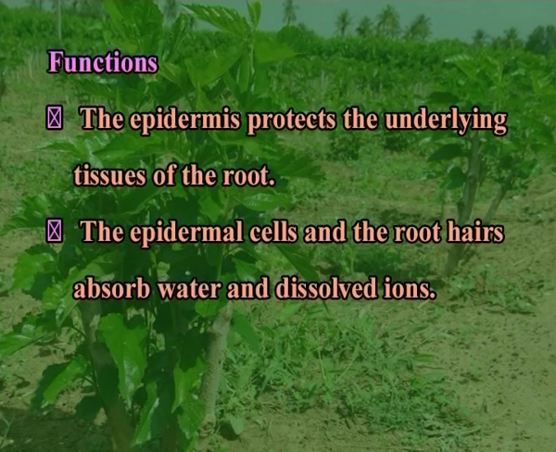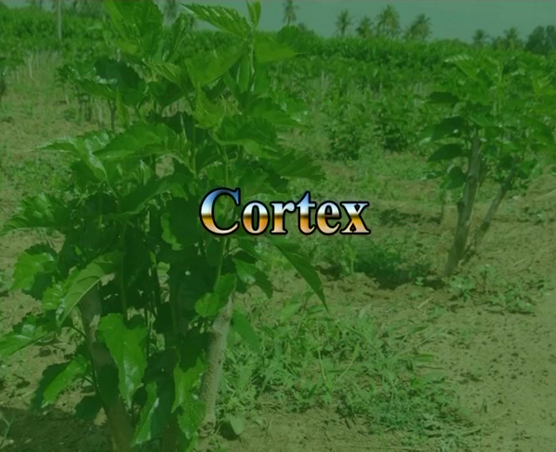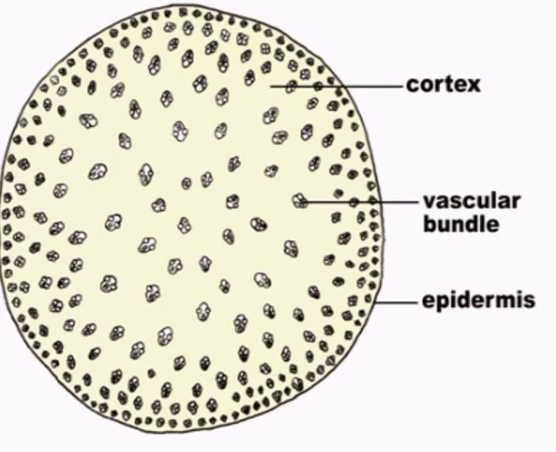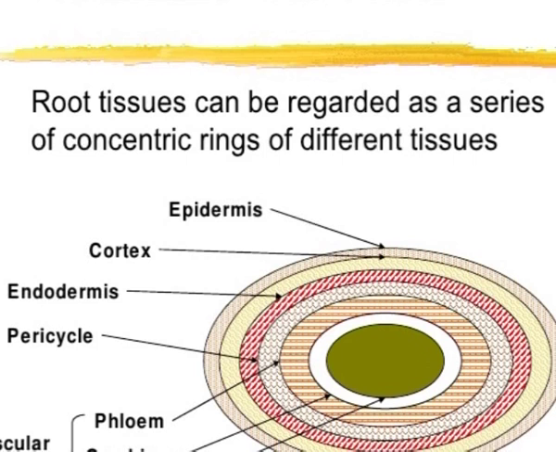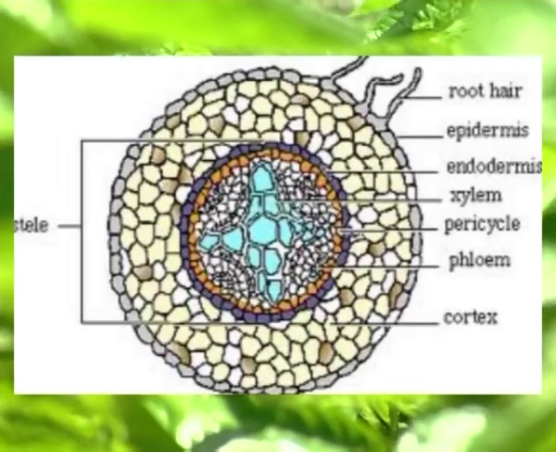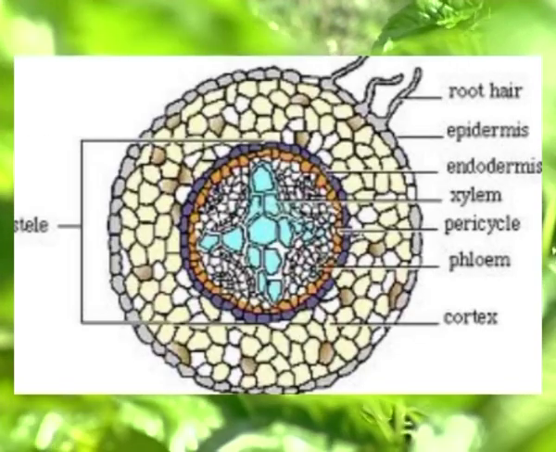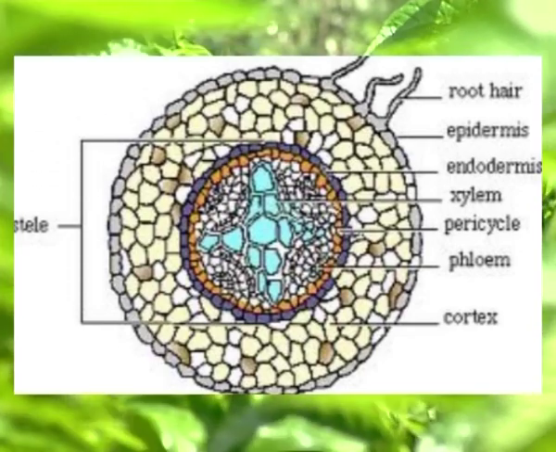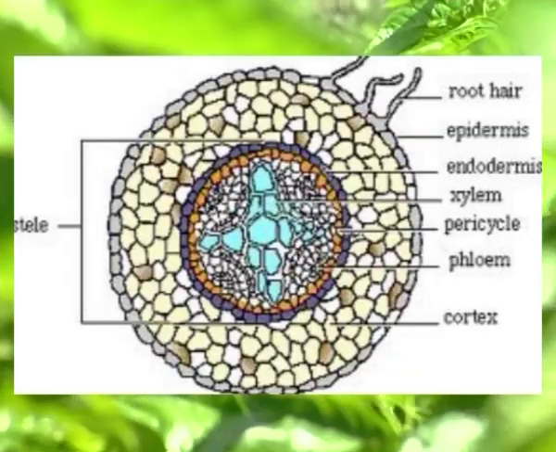Water and mineral salt solutions in the soil enter into the plant system through the thin walls of the parenchyma cells. Functions: the epidermis protects the underlying tissues of the root. The epidermal cells and the root hairs absorb water and dissolved ions. Cortex: it lies between the epidermis and the stele and consists of layers of parenchyma cells. In the outermost layer or outer cortex, the cells are arranged compactly. After the outer walls of the cells become suberized, the epidermal cells gradually die and the cortex takes the place of the epidermis to protect the cells.